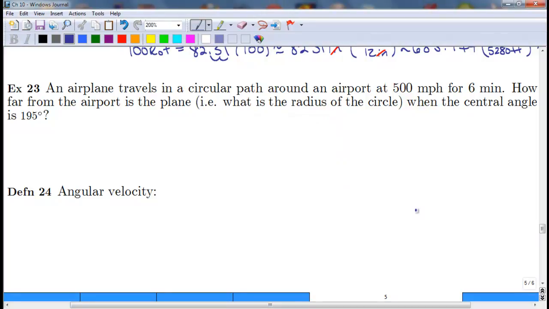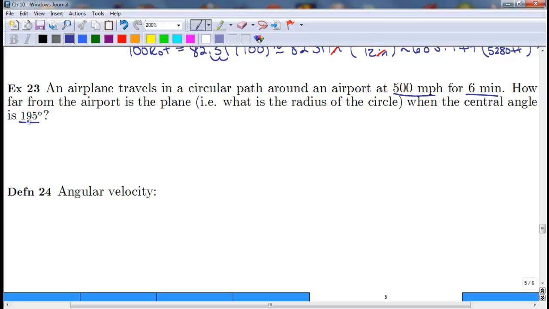So this example is actually kind of the opposite of what we did in the last one. And we again have to be careful with our units here. We have 500 miles per hour in 6 minutes. We've got hours and minutes, so we need to make sure that we're very careful with that. So in this case, we've got the linear distance that the plane has traveled, because we can figure that out based on the rate and the time, because distance equals rate times time. And we know the angle is 195 degrees, so we'll have to do some conversion to radians there. So based on those two pieces of information, we can go backwards and find the radius.